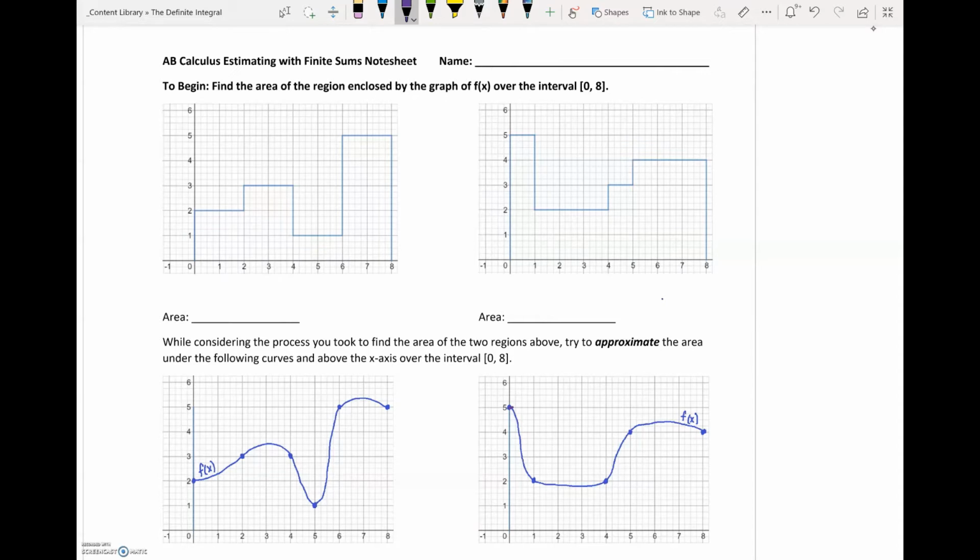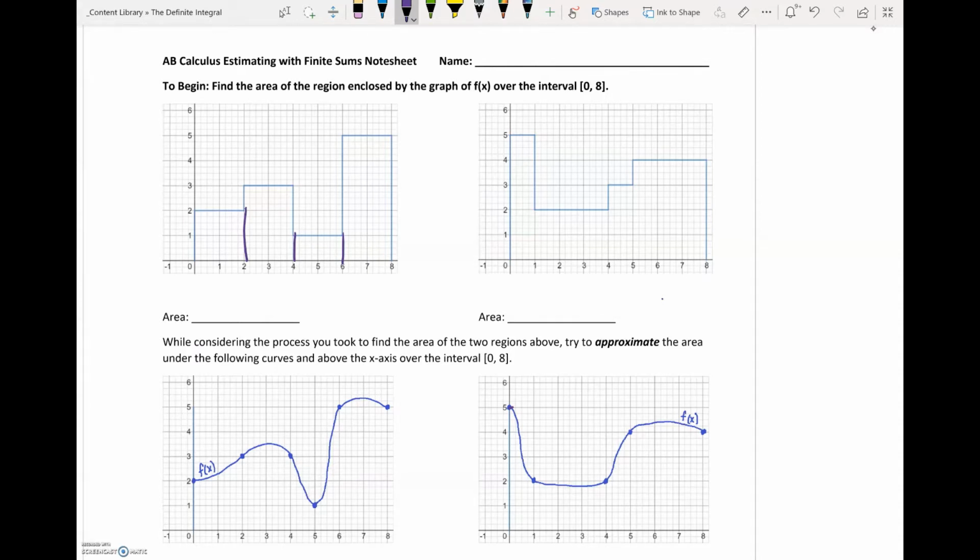So the easiest way to find the area underneath the curve for this one is to section it out so that we have either squares or rectangles, because it's easy for us to calculate the area of a square and a rectangle. You know the area of a rectangle is length times width. So I'm going to go ahead and separate these into 4 rectangles.